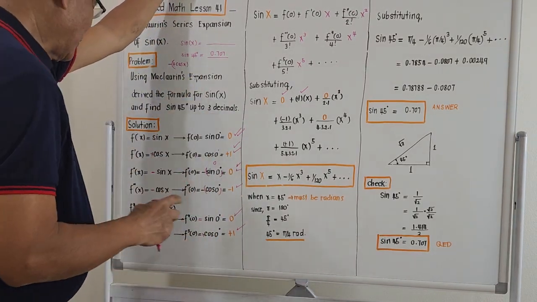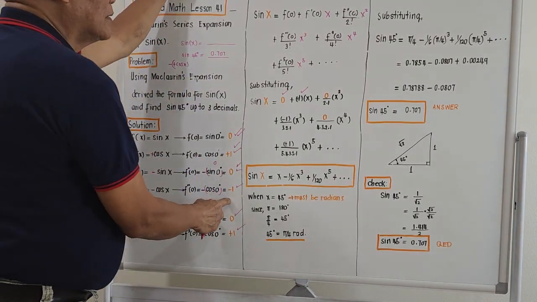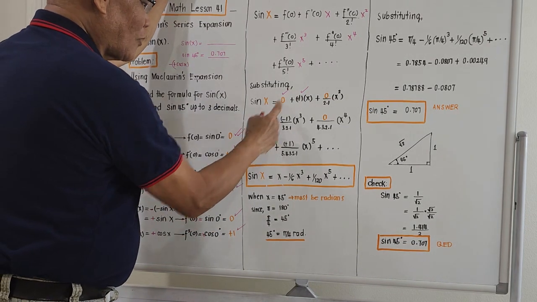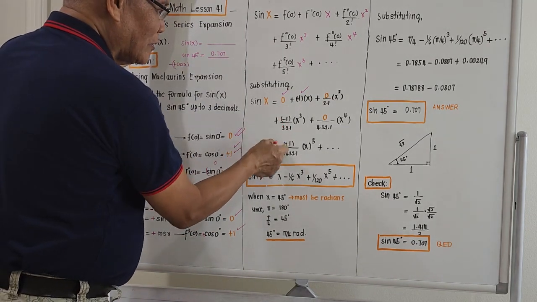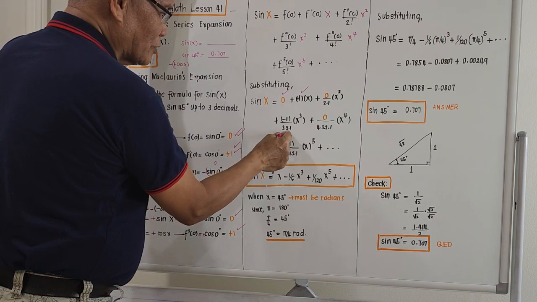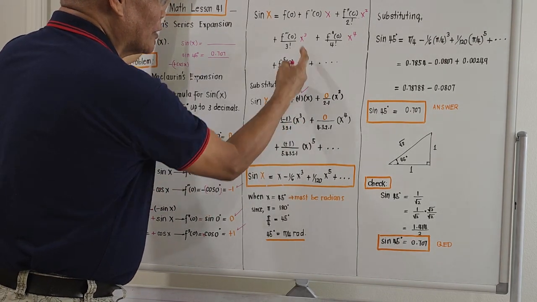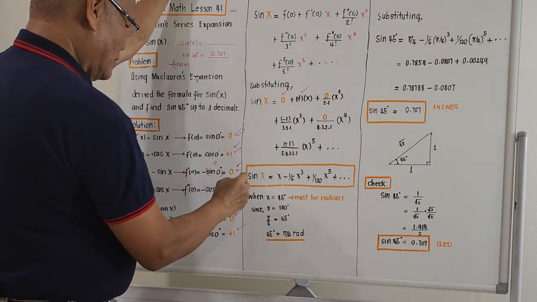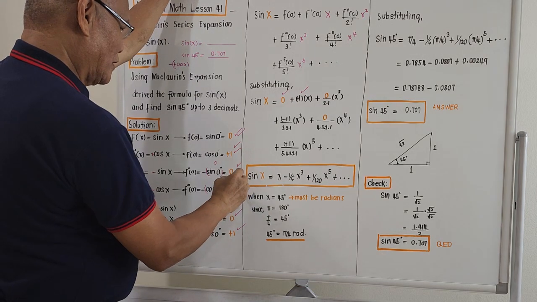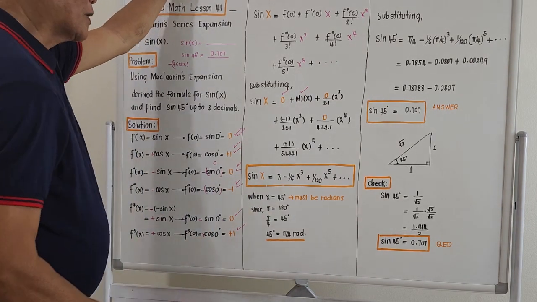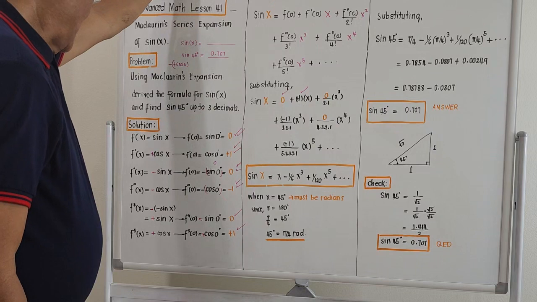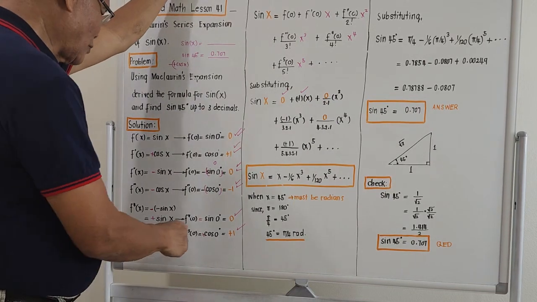F triple prime of 0 is actually negative 1. Okay, so this is plus open quantity negative 1 over 3 factorial, 3 times 2 times 1, times x cubed. We are following this. It is negative 1, right? What's next? F to the fourth of 0 is actually 0.